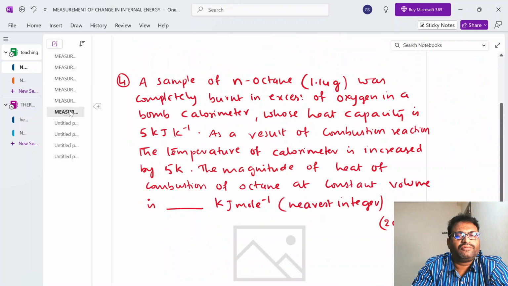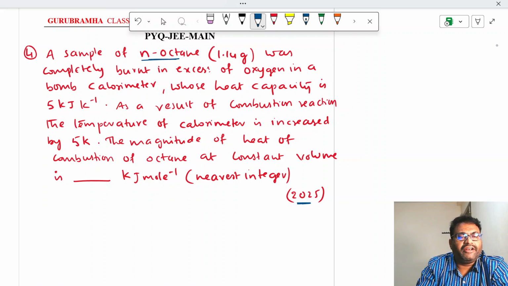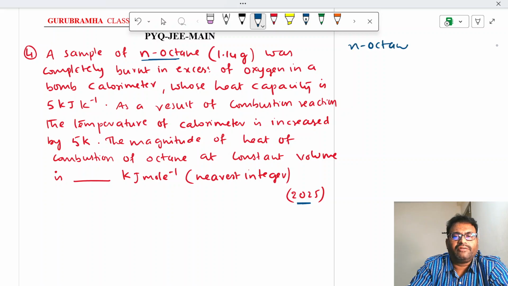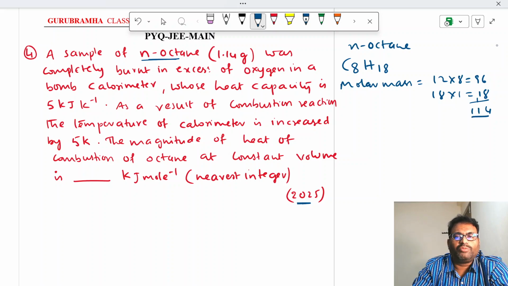Next. This is a question which was very recently asked. A sample of n-octane. What is that? n-octane is an alkane. Octane means 8 carbons are there. C8H18, that is 16 plus 2. What is the molar mass? 12 eights are 96, 18 ones are 18, so 114. So the molar mass is 114.